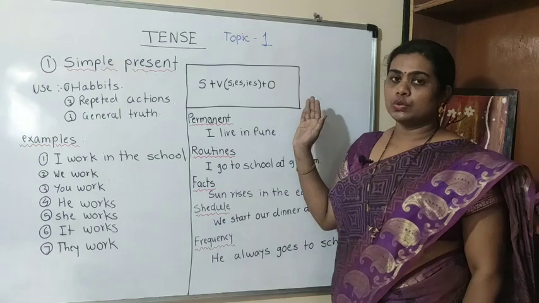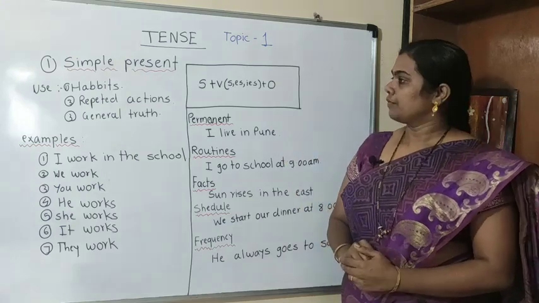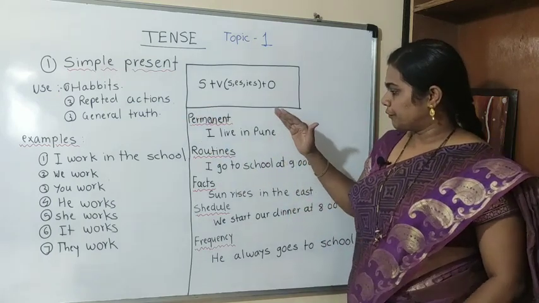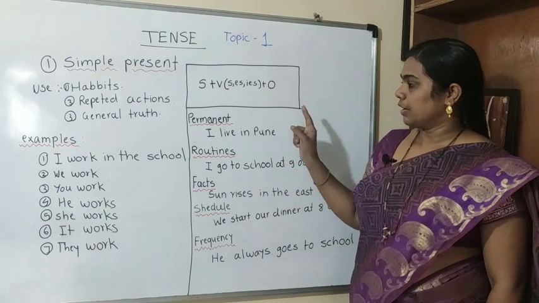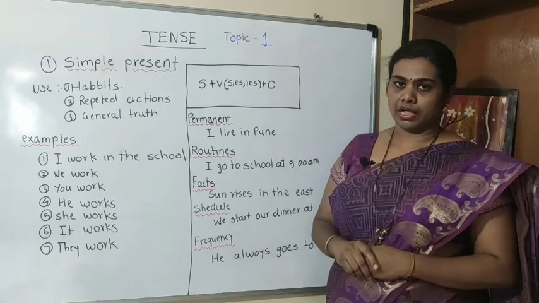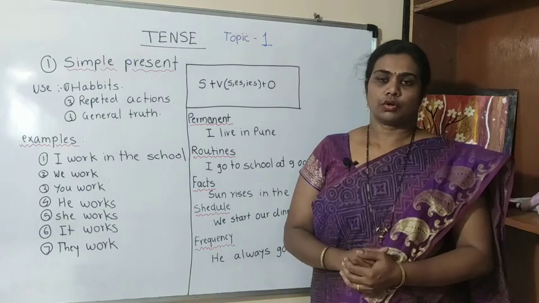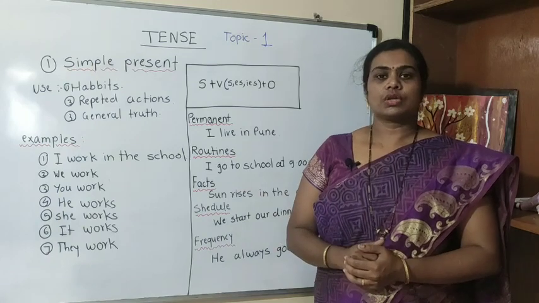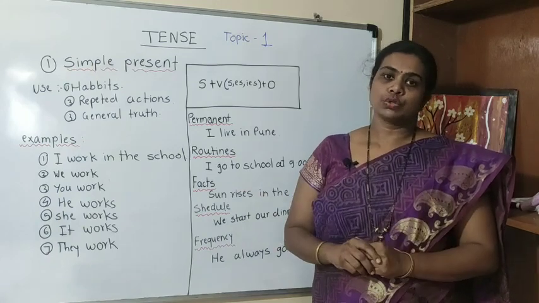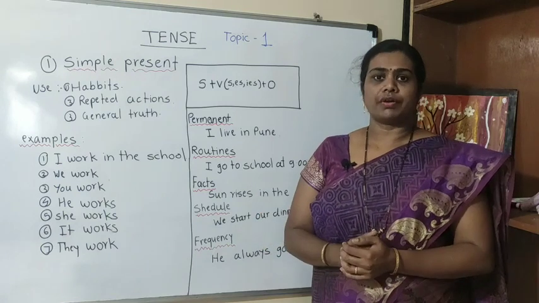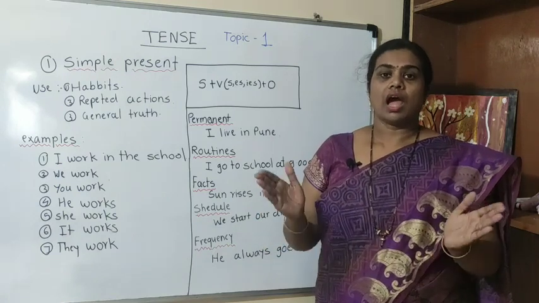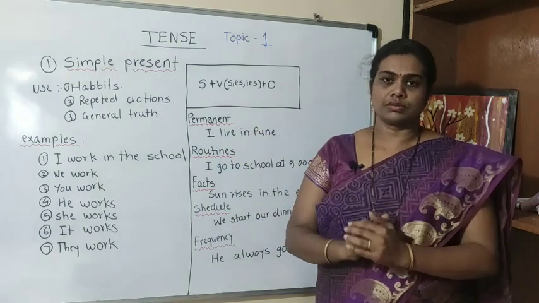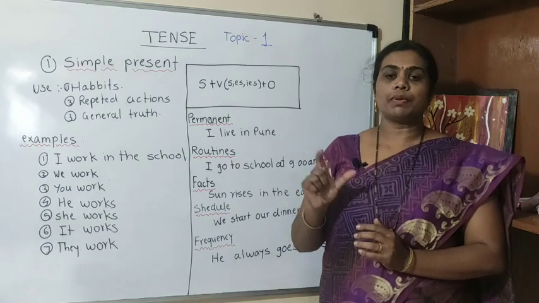Now when can we use the simple present tense? We have seen for habits, repeated actions and general truths, but we have made some five sections here. When a permanent thing happens in our life, if we live in Pune, or in Talegaon, or in Hyderabad, or in Kerala, you can say that this is your permanent address. So whenever anyone asks where do you live, you have to say I live in your place, because it is your permanent address. That's why you have to use the simple present tense.